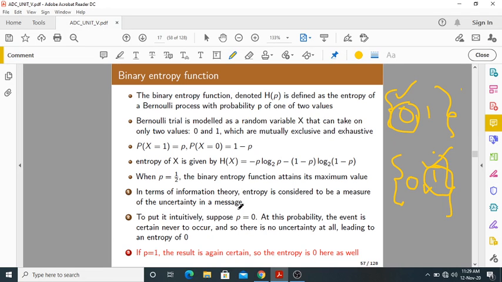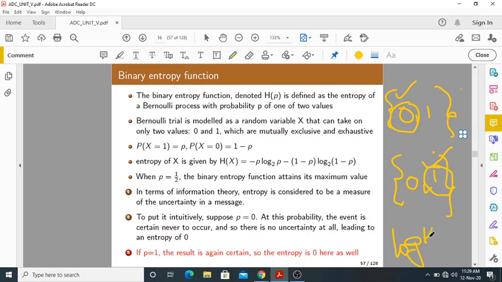Now when the entropy is maximum, when the symbols are equiprobable, which means the probability of symbol 1 is the same as symbol 0, that equal to 1 by 2. How much is the maximum entropy? 1. Why is it 1? I told you. So the maximum entropy is log of, how much is that?